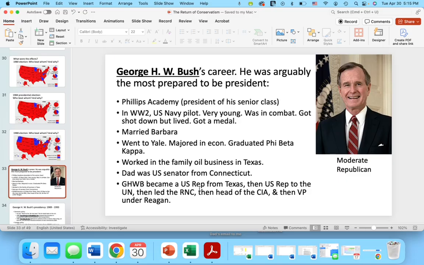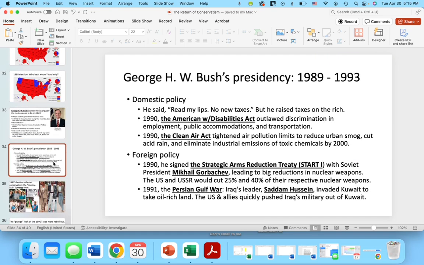He then was a U.S. representative from Texas, and then he was the U.S. representative to the United Nations, so he had exposure to foreign policy. He led the Republican National Committee. They raised money for the Republicans, so he was used to fundraising. He was the head of the CIA. He was vice president under Reagan and then president. Very impressive background. What are the highlights of his presidency?